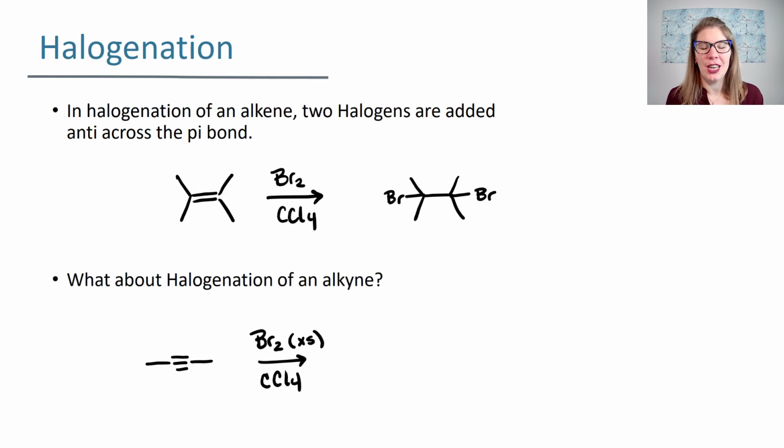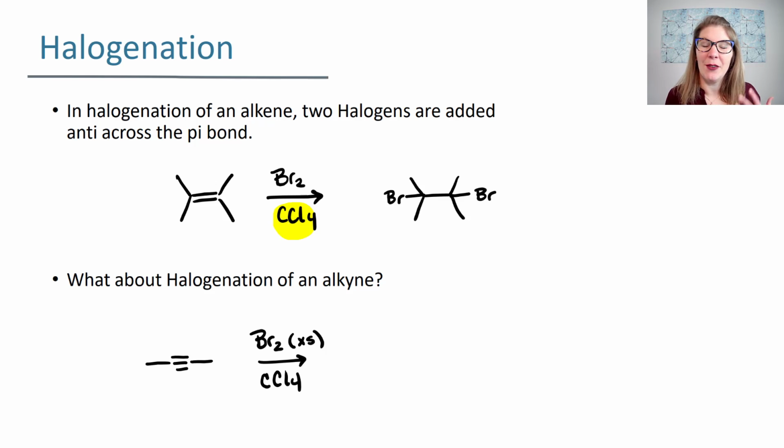Remember when we looked at halogenation with alkenes, we saw that we added something like bromine or chlorine in some inert solvent, right? This CCl4 is an inert solvent, meaning it's not part of the reaction. It's just there to solubilize things. And two halogens added across the pi bond. If we had an example that was considering stereochemistry, those two halogens would have added opposite one another, which is what we called anti. What about when we have halogenation of an alkyne?